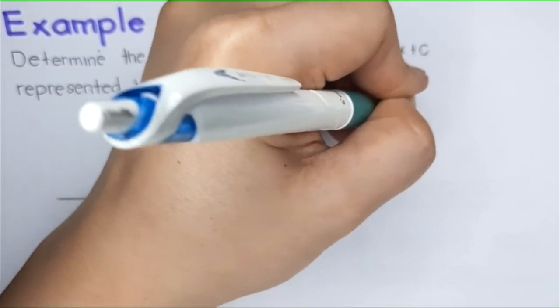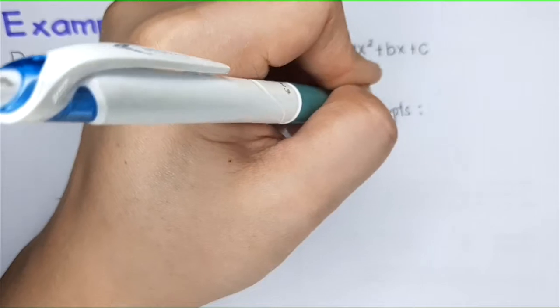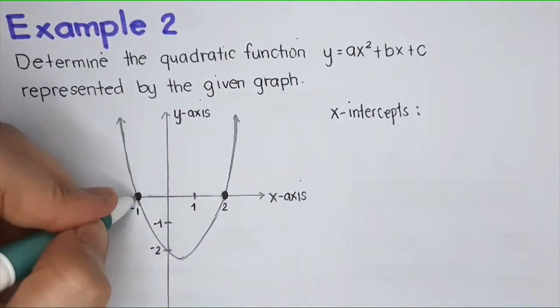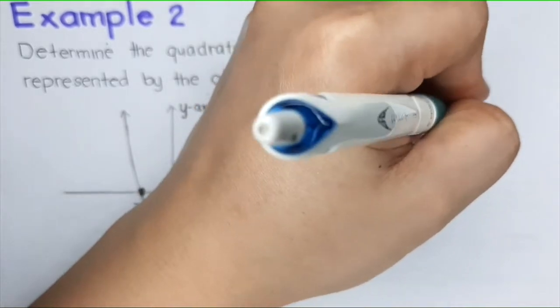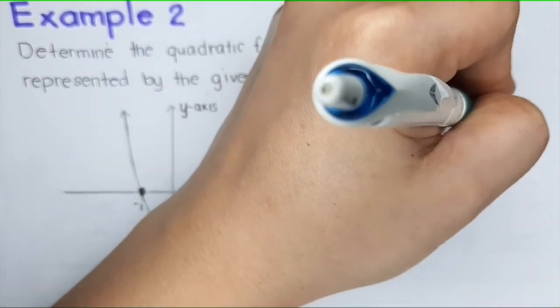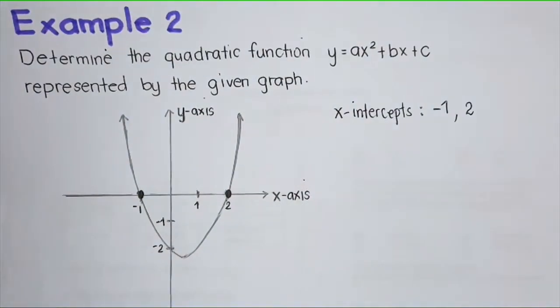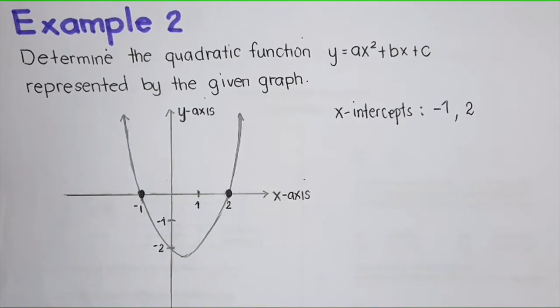X-intercepts. So, what are the x-intercepts? We have negative 1 and positive 2. So, let's write here. Negative 1 and positive 2. Okay? So, sila lang din yung zeros of the function f. Okay? Sila yung zeros ng ating quadratic function.